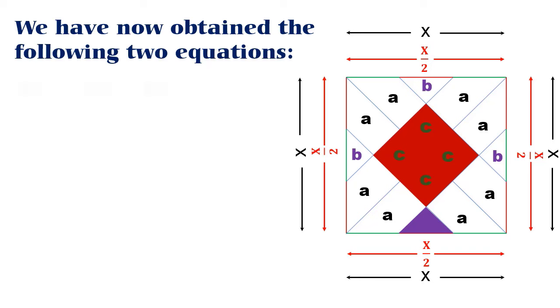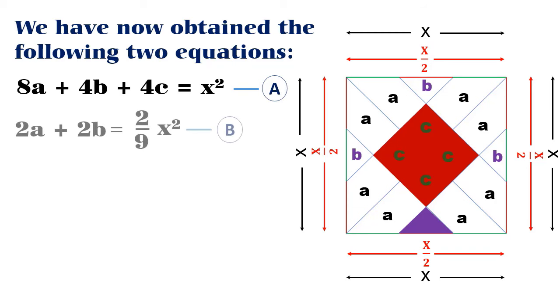We have now obtained the following two equations. 8A plus 4B plus 4C is equal to x square. This is our equation A. And 2A plus 2B is equal to 2 by 9 x square, which is our equation B.